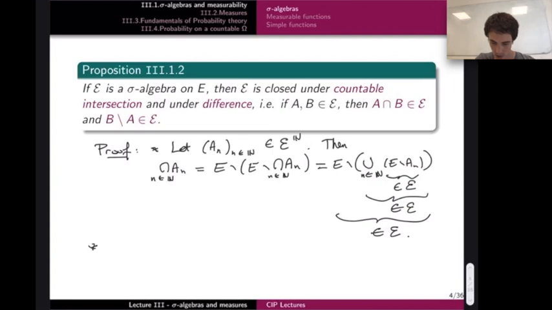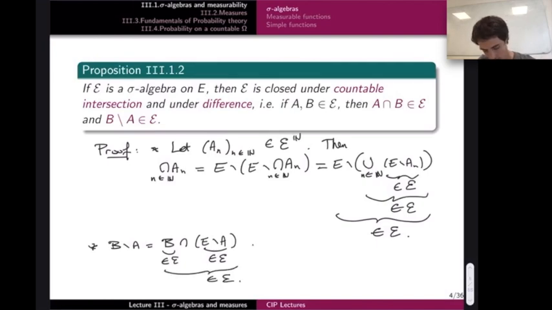Second point, B minus A is equal to B intersected with E minus A. So this is in E, as we have seen, by definition, this is in E as well. And we've just seen before that the sigma algebra is closed under intersection. This is an intersection here, so all this is in E. So we have stability under countable intersection and difference.